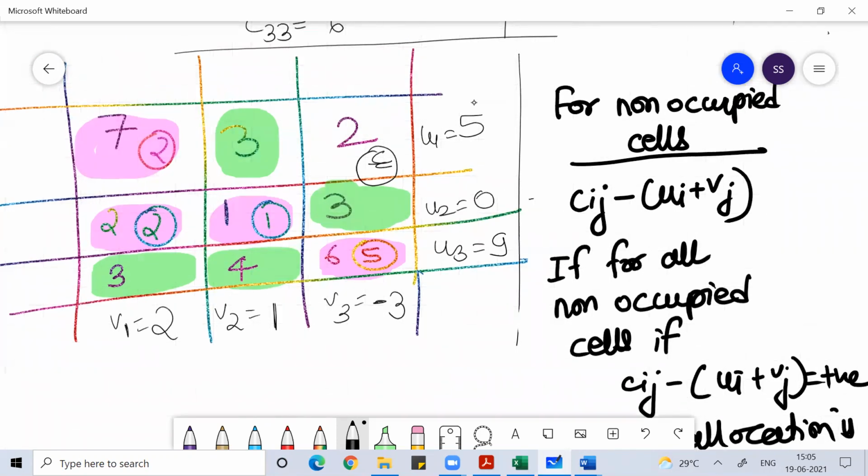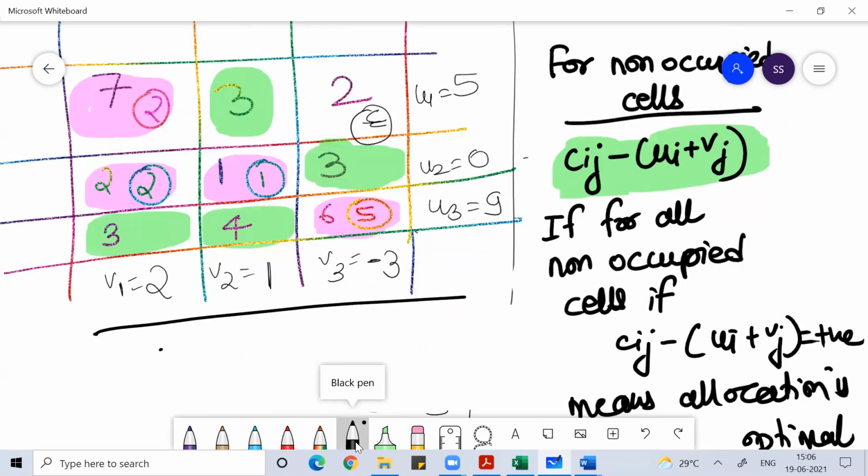Now I'll focus on non-occupied cells, which I marked with green color. Those are non-occupied cells. Now I'm going to use this formula for them: Cij minus Ui plus Vj. Okay, everyone, so let's do this. The first non-occupied cell is C22, so you'll apply the formula C22 minus U2 plus V2.